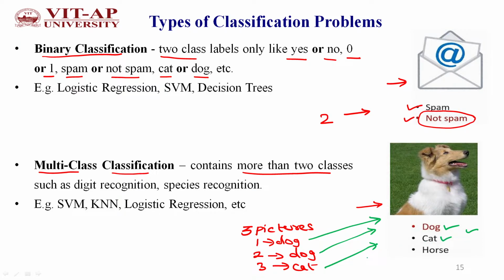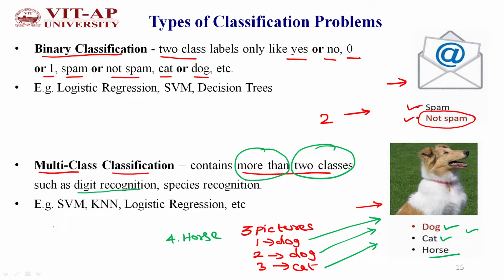If the fourth picture is a horse, then it will be classified as horse. So the model will classify the given input data into more than two classes. It is possible to classify the given data into more than two classes. That is important. That's why it is called multi-class classification.